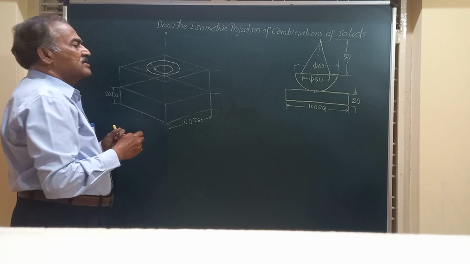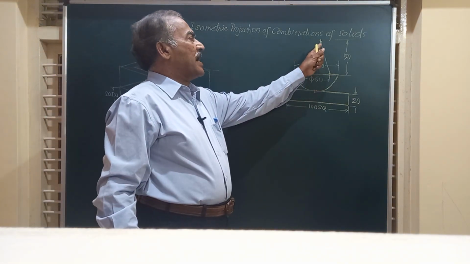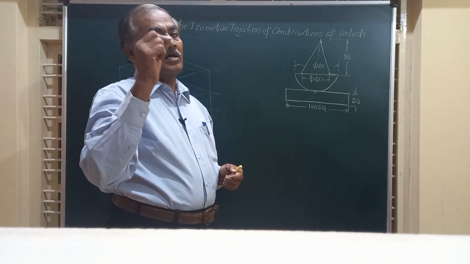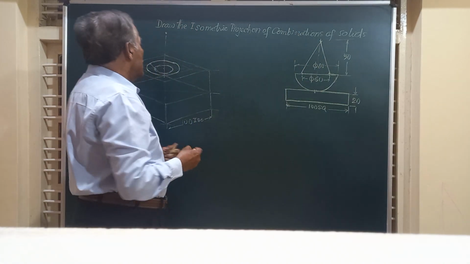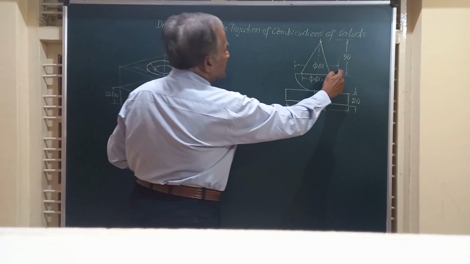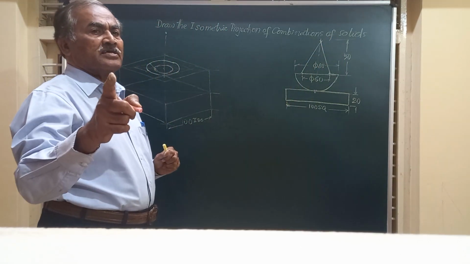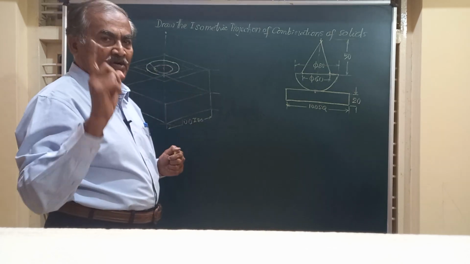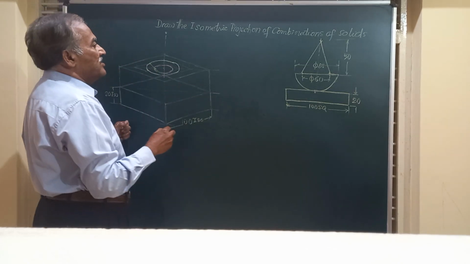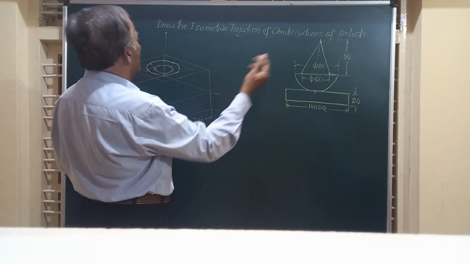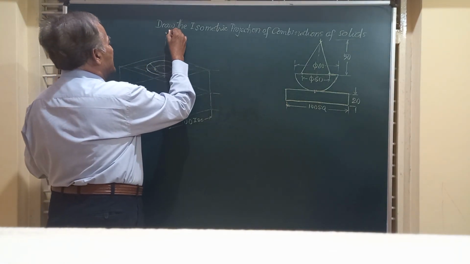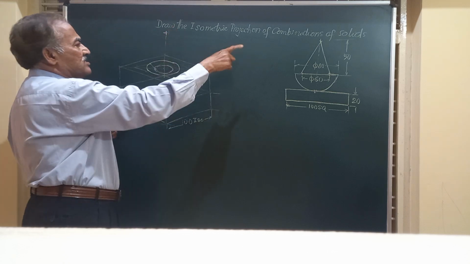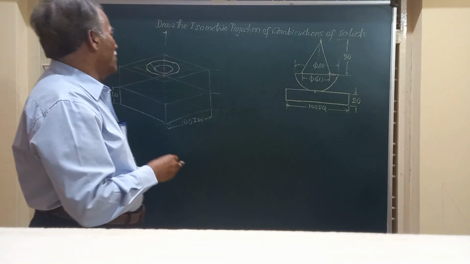And friends, now to obtain the apex, that is O, the corner at the top of the cone, we have to take this height. Height is equal to 50. 50 dimension is to be converted into isometric length by multiplying by 0.815. It comes to approximately 42 mm. So I locate this point O. So this is the apex of the cone.